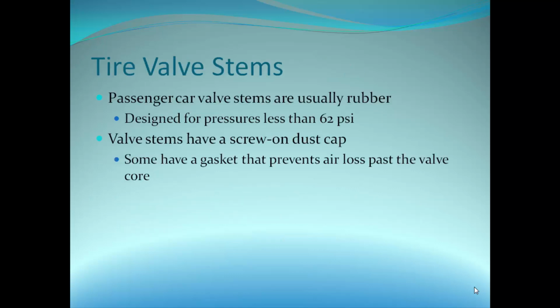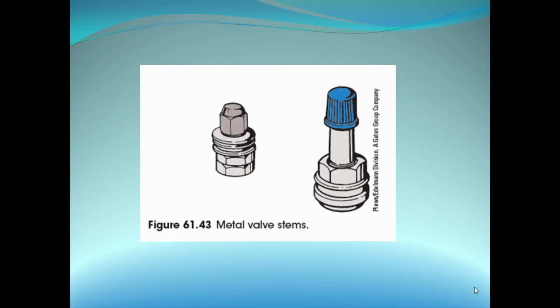For tire valve stems, passenger car valve stems are usually rubber, designed for pressures less than 62 psi. Valve stems have a screw-on dust cap. Some have a gasket that prevents air loss past the valve core. So as you can see here, metal valve stems.